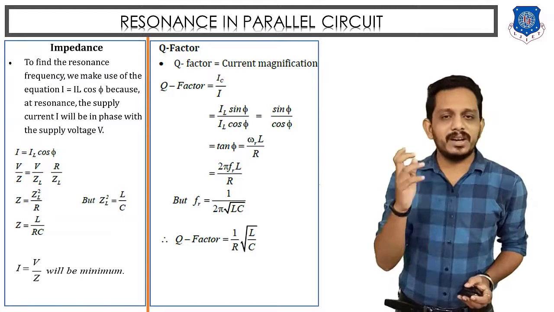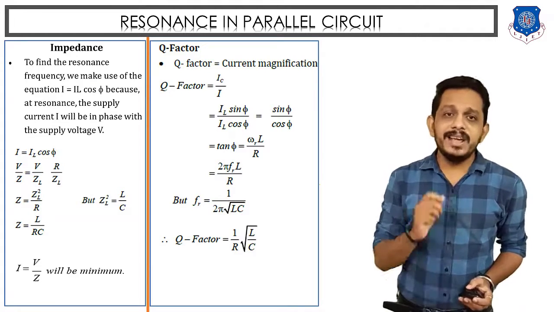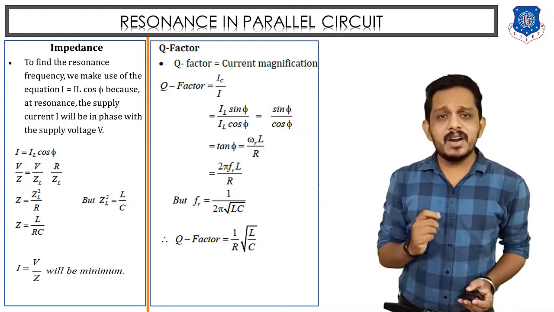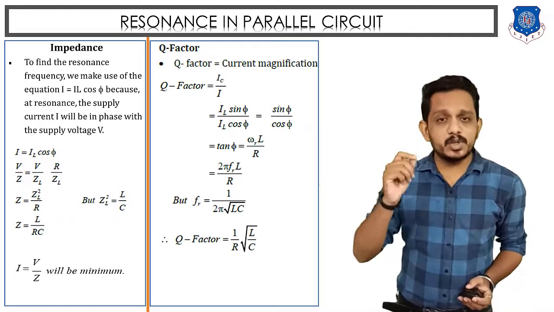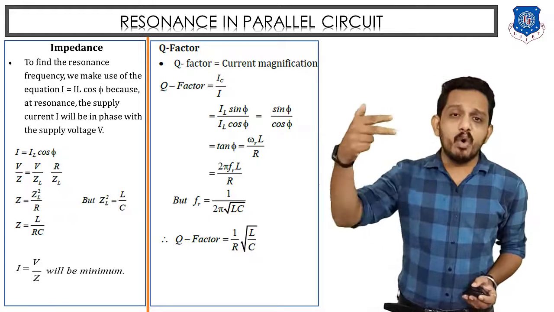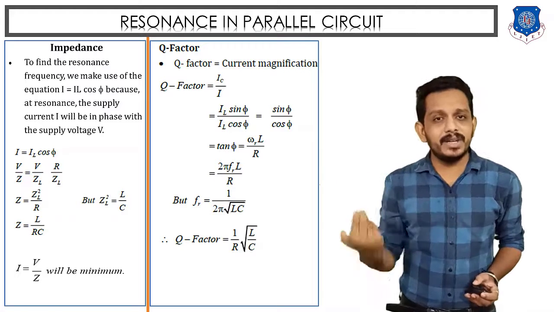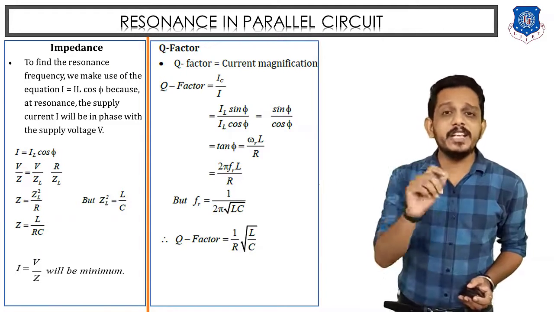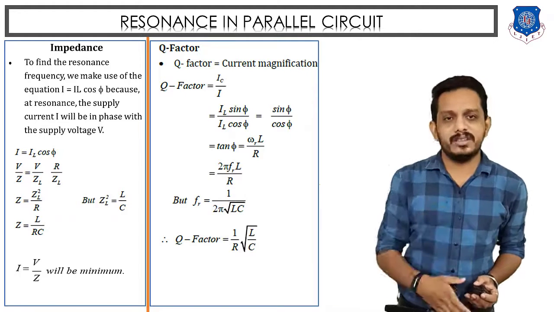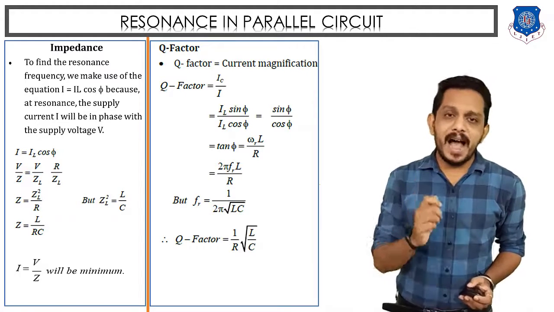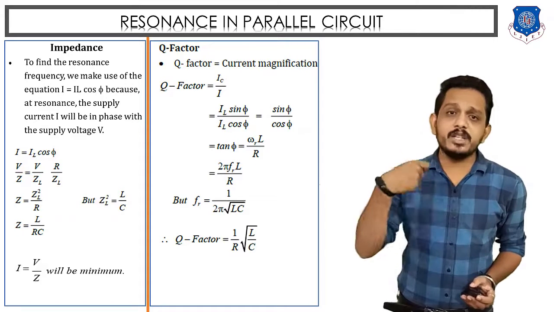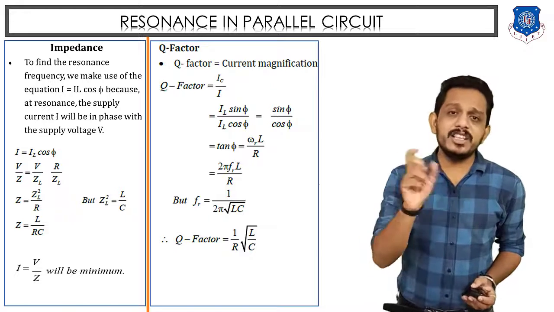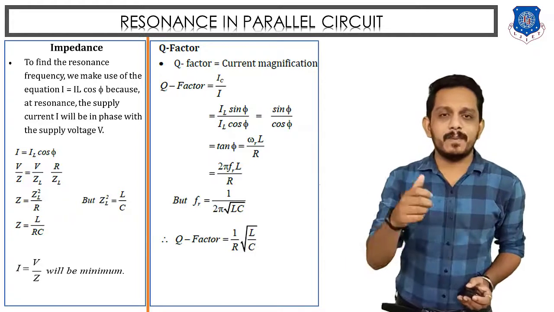Now let's talk about the Q factor. And here the Q factor is nothing but the current magnification. At parallel resonance, the supply current becomes small, but the current flowing through both the branches has a higher value than the supply current. This is not possible in any type of electric circuit, but it is possible if resonance condition occurs. In the previous video, in the RLC series circuit, voltage was maximum across the inductor and capacitor, and here current is maximum in both the branches compared to the supply current.